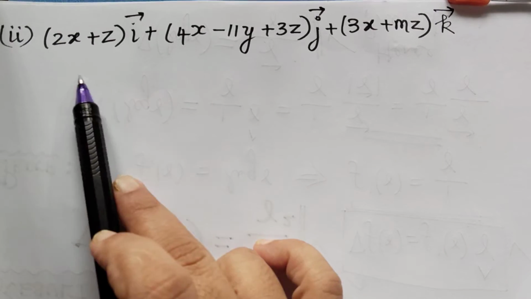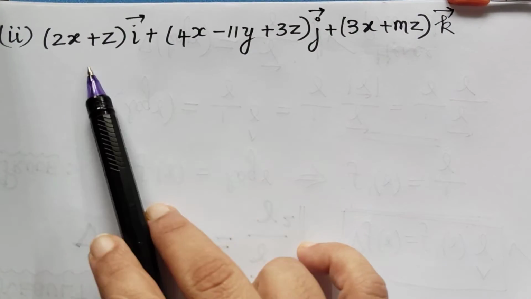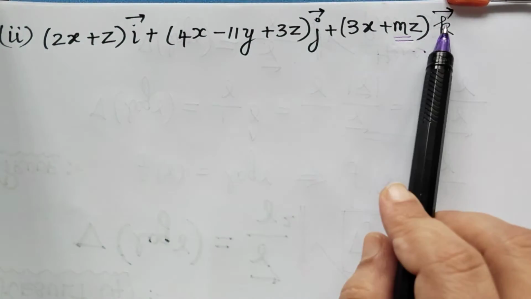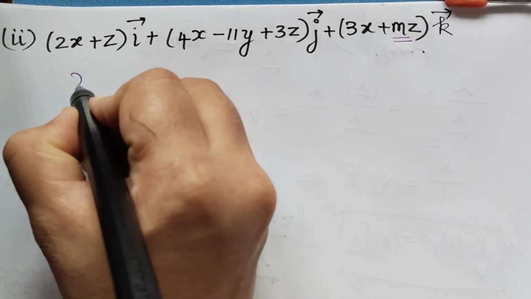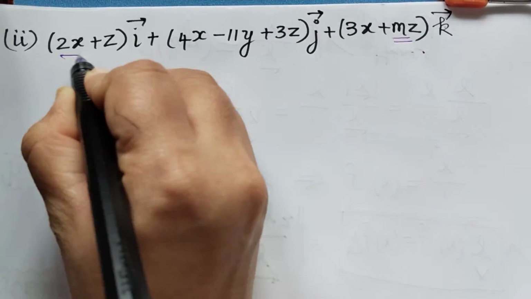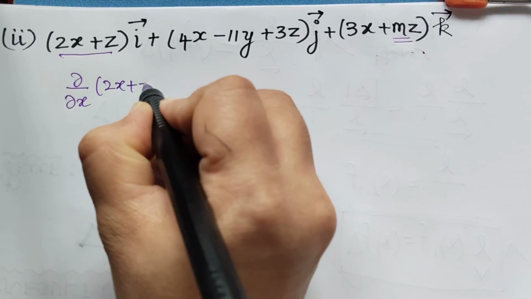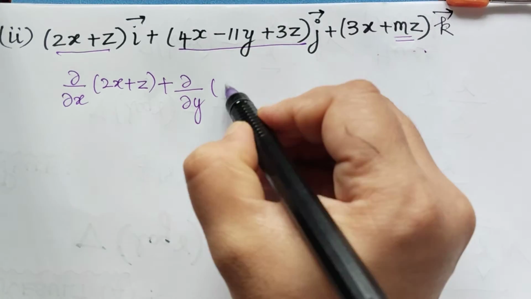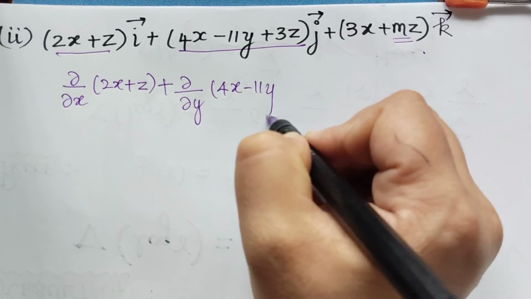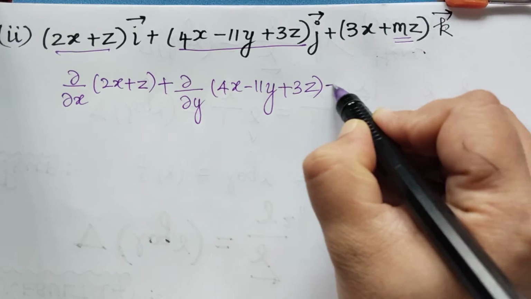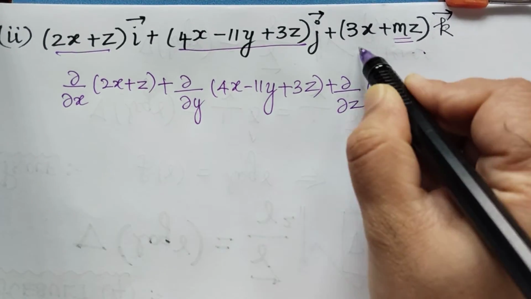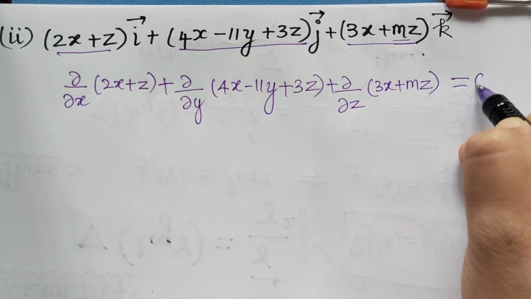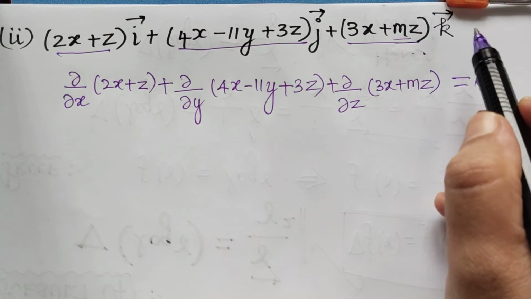Now, the second subdivision is this. This is the vector given. We have to find the value of m given that the given vector is solenoidal. So, if it is solenoidal, we know that dou by dou x of this first component, that is 2x plus z, plus dou by dou y of the jth component, 4x minus 11y plus 3z, plus dou by dou z of the kth component, 3x plus my. We know that this is equal to 0 since the given vector is a solenoidal vector.